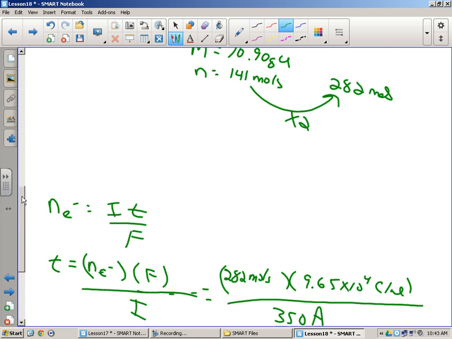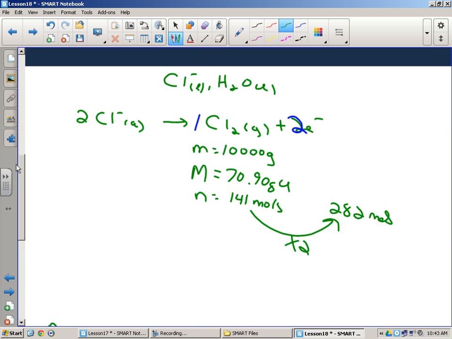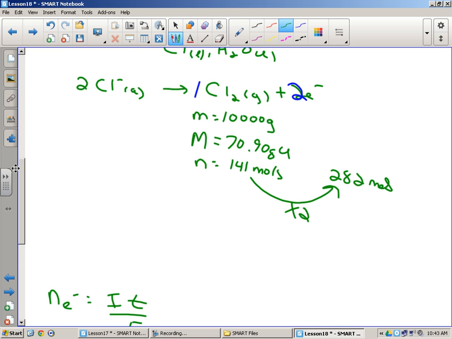So remember, you're always going to use this, but you're going to have to use a half reaction, of course, to figure out the amount of electrons. Usually, like I said, in this case, we were given the mass of chlorine. We use the molar mass to get N. We figure out the amount of electrons.